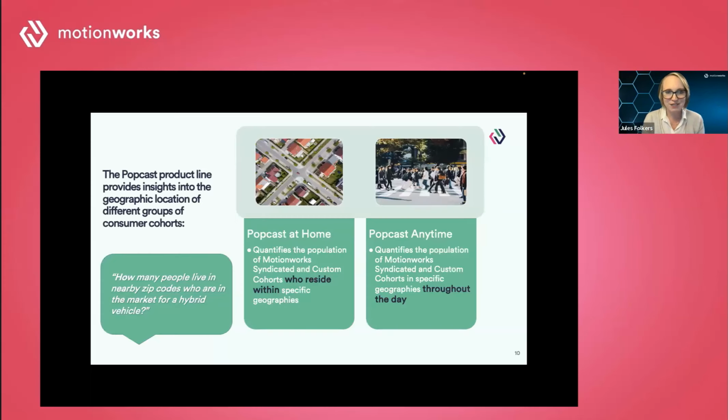So now shifting into the core product today, which is that foundation, our Popcast product. We're looking at quantifying those populations and where they live within specific geographies, qualified by our syndicated and custom cohorts. So Popcast at home is where people live. And then the latest advancement in our product releases is this Popcast anytime, being able to quantify those same population cohorts, but where they spend time throughout the day.